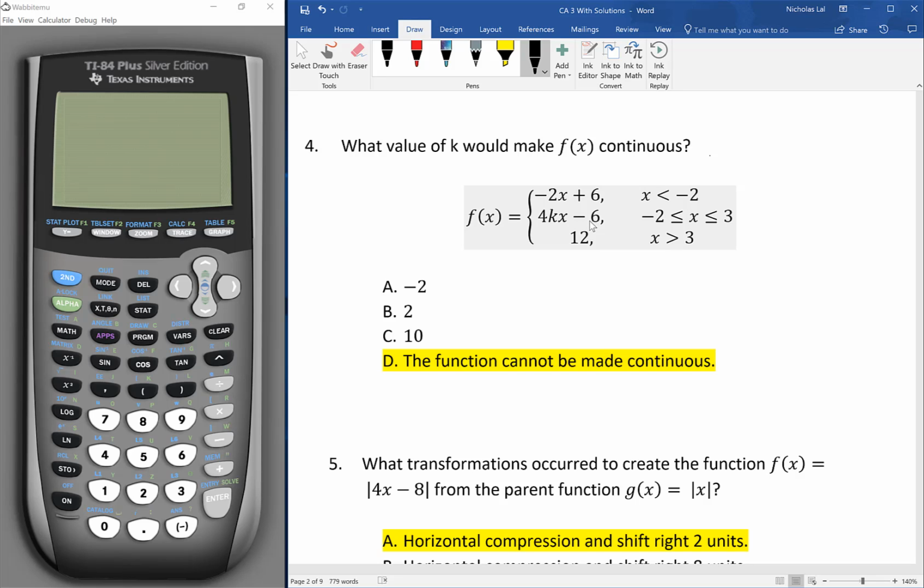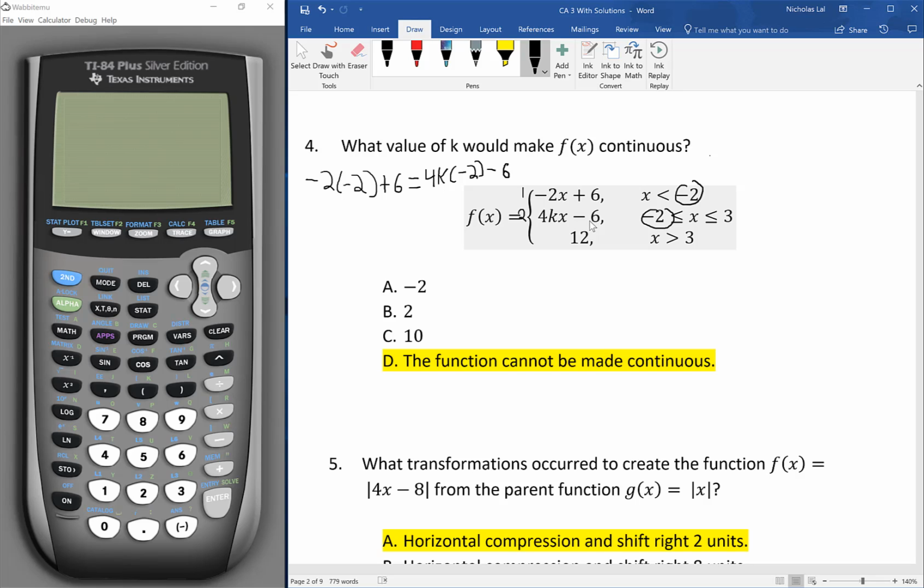So first we need to try to make the first function and the second function in this piecewise function continuous. And remember, the first function and the second function are going to meet when x is equal to negative 2. So we have to set up the equation: negative 2 times negative 2 plus 6 is going to equal 4k times negative 2 minus 6.